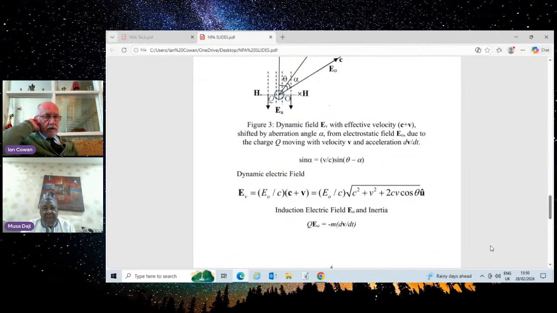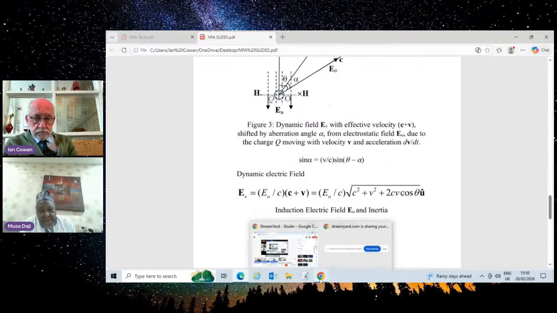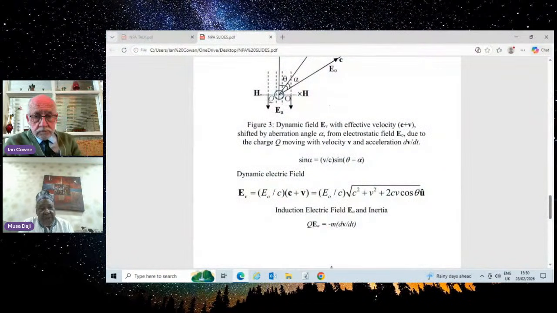Okay. If you accelerate a charged particle, it generates an electric field in the opposite direction of acceleration, in accordance with the law of electromagnetic induction, Faraday's law of electromagnetic induction. If you accelerate a charge, you regenerate an electric field in the opposite direction of acceleration.